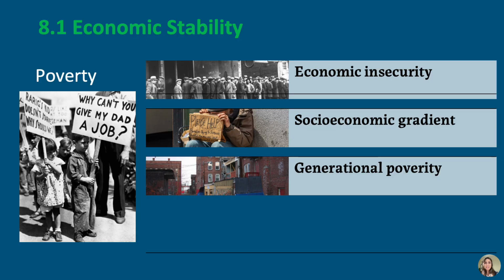When we think of economic insecurity, this is where you cannot consistently afford housing, food, clothing, transportation, childcare, or healthcare, and that is directly linked to poverty. In 2021 in the United States, close to 12% of the population was considered economically insecure. The socioeconomic gradient is another term for the relationship between income and health, and this is the association between low socioeconomic position and increased disease risk and premature death. Generational poverty is a phenomenon where there's persistent poverty and disadvantage.